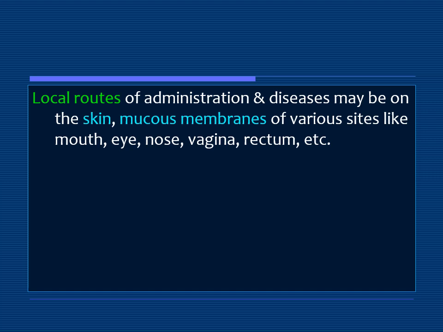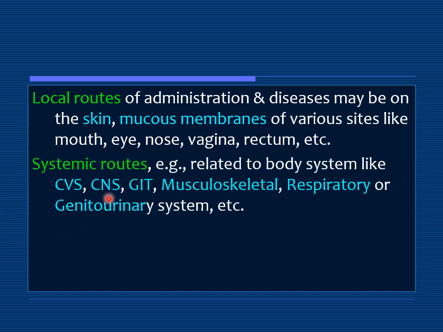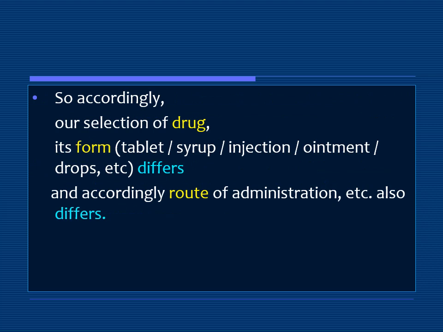Local routes also, as we have just seen, are through the skin and mucous membranes, like in the mouth, eye, nose, vagina, rectum. And systemic means the systems of the body, CVS, CNS, problems related to these systems. So accordingly, our selection of drug is in the form of tablet, syrup, injection if we want to get some systemic effects, or ointment if local. And accordingly, the route of administration also changes.